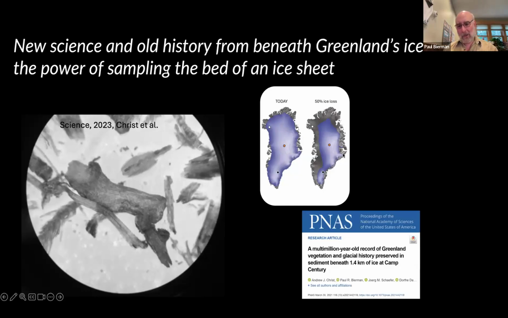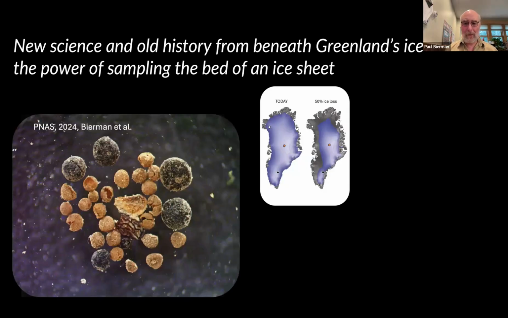And this article, published in 2021 by Drew Christ, who is a postdoc on this project, provided the data from our initial work on the subice material at Camp Century. And it showed that there was a record of vegetation preserved beneath the ice at Camp Century. And it also gave some of the initial data of the chronology for that sediment.